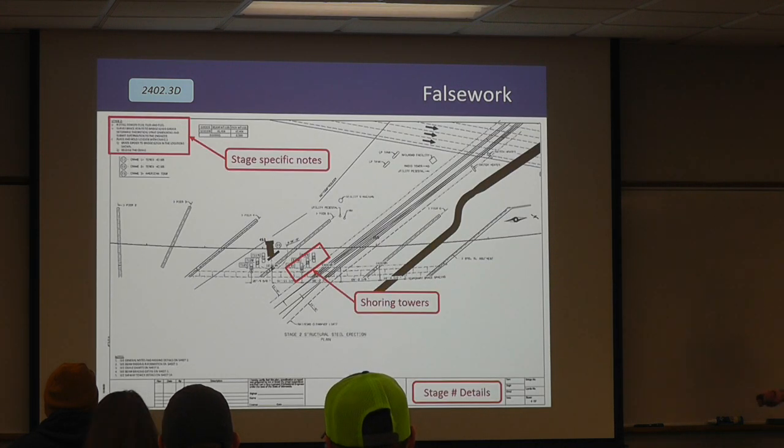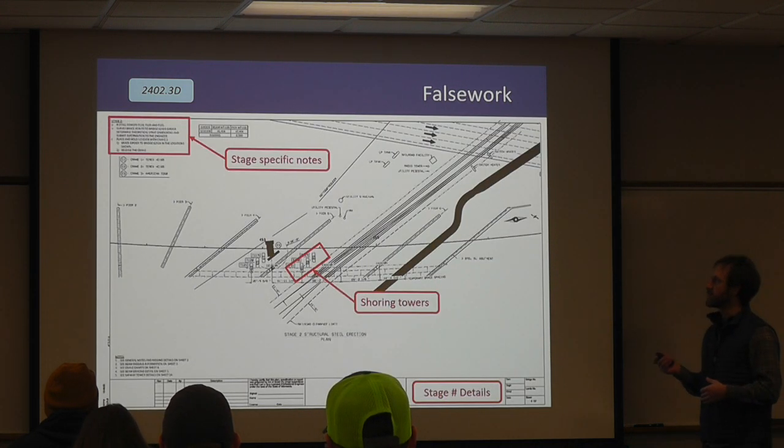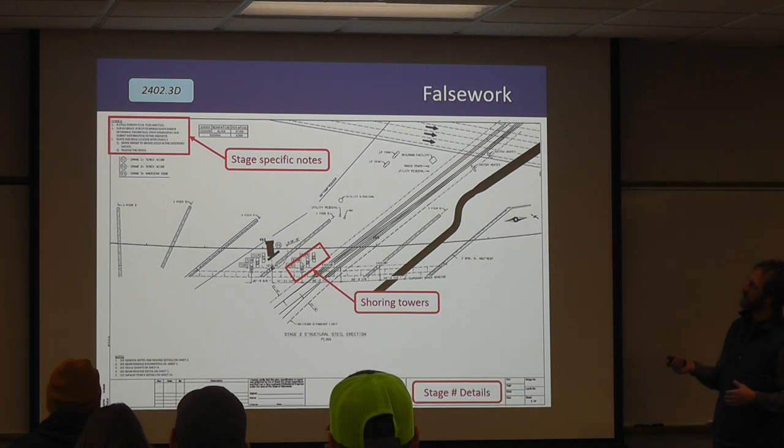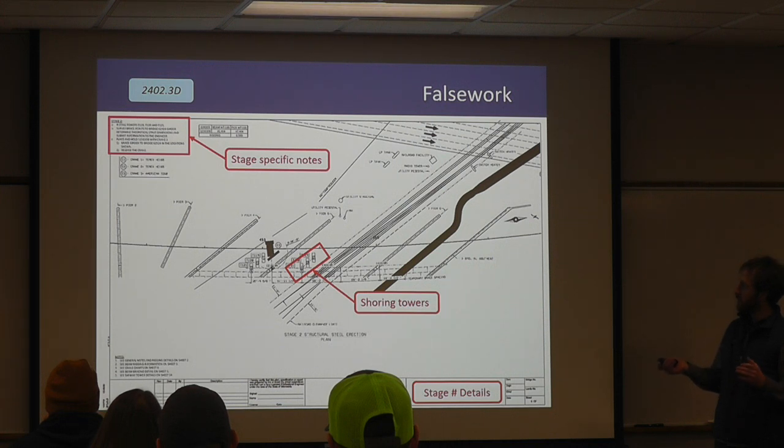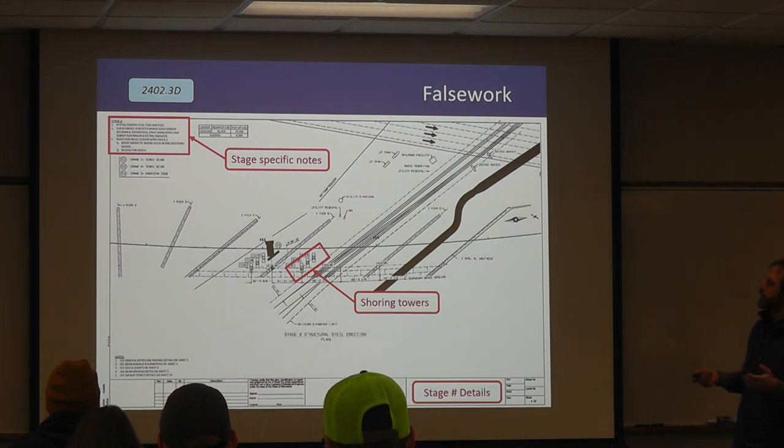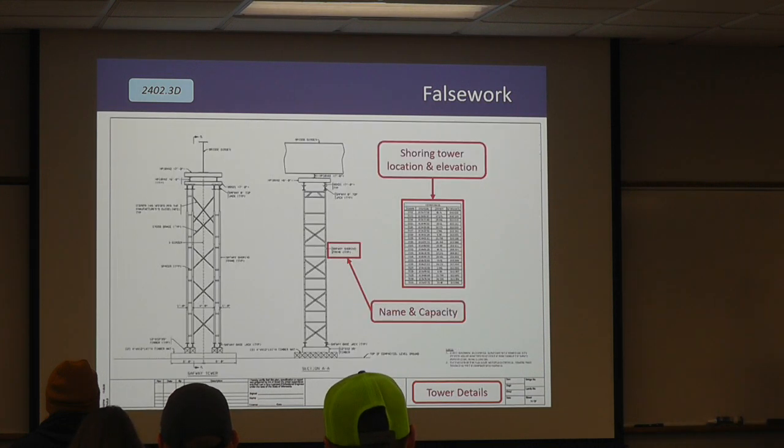So what do these look like? They're all going to have stage-specific notes. In this phase, we're going to have these 3 or 6 towers. Our crane's going to be located here. This much of the system is going to be erected. Because sometimes the contractor will hopscotch these around. So you're going to have those stage-specific notes.